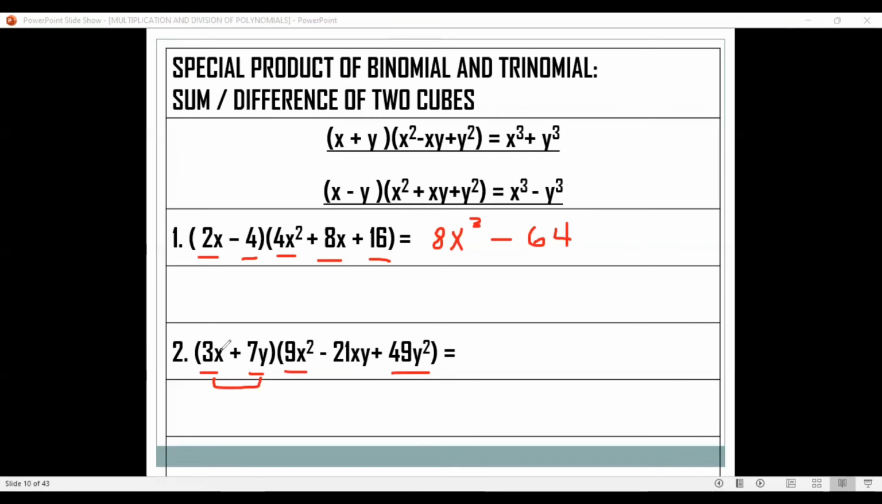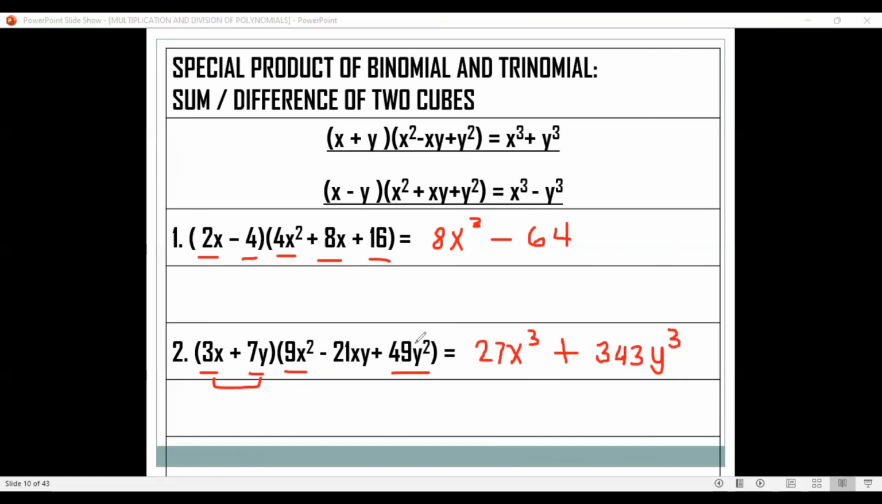That means you have to get the cube of the first term. So 3 cubed is 27. And x cubed is, of course, x raised to the third power. And for us to get the last term, you have positive 7y raised to the third power. So 7 times 7 times 7, so that is 49 times 7. That is 343. So we have plus 343. And there is another variable that is involved, which is y. We just have to get that, and of course, raise it also to the third power.